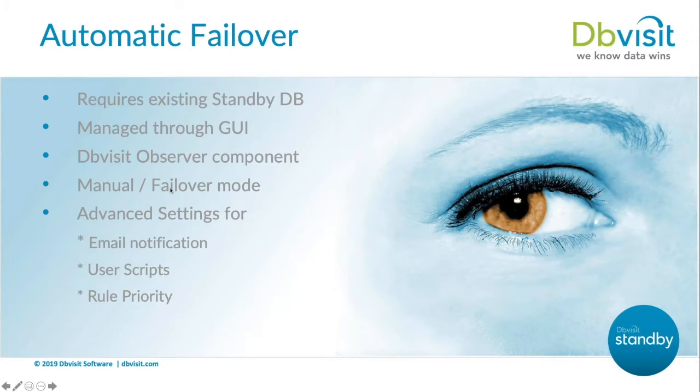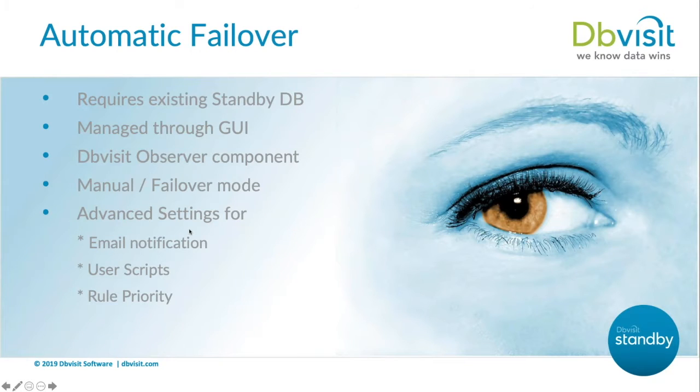It is, however, very important that you do test this, and that's why we've got two modes. We've got a manual mode and a failover mode. The thing is, when you do test this, you don't want to set off false alarms doing activations if nothing is wrong with your primary. So you have this for testing. It is managed through the GUI, and it uses the component called the observer. So the observer is sitting there and it is keeping an eye on your primary.